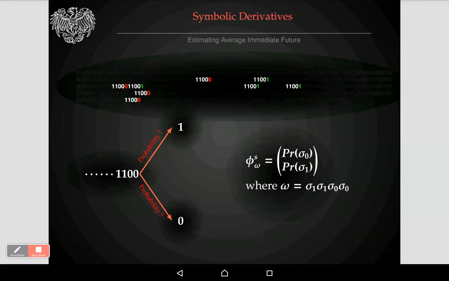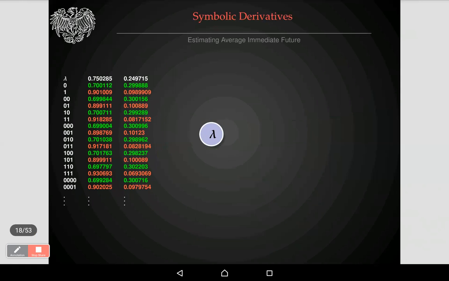Now you can construct symbolic derivatives at many different sequence fragments, and create this table. And once you have this table, the lambda is actually the symbolic derivative at the empty word, when you haven't observed anything. And if you think about it, that's just a symbol frequency. Of course, the table would in theory be infinite, but you have just a finite data stream, so you will run out of data to construct these things. But once you have this table, you can start building your model.